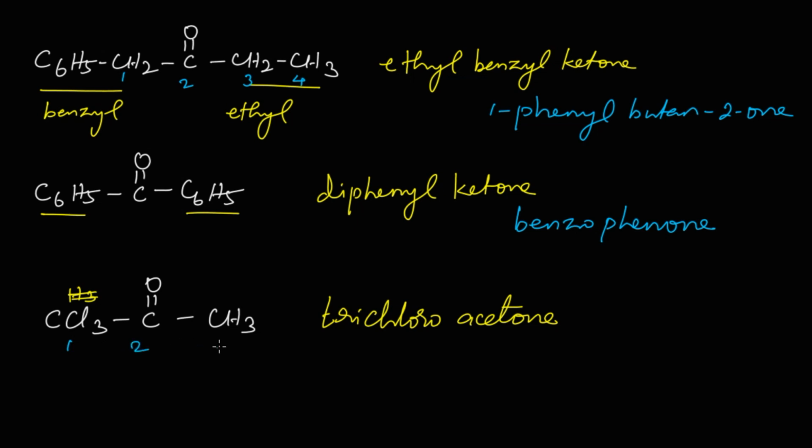And here, the third one, that is trichloroacetone. First carbon, second carbon, third carbon. To the first carbon, 3 chlorines are attached, so 1,1,1-trichloro. 3 carbons are present, so propanone. So the IUPAC name of trichloroacetone is 1,1,1-trichloropropanone. Let's learn some more ketones in the part 2 video.